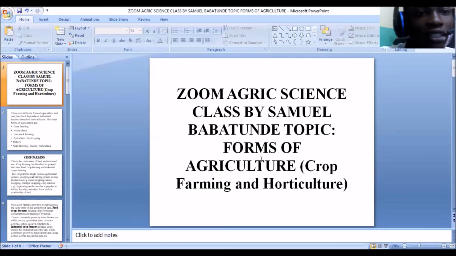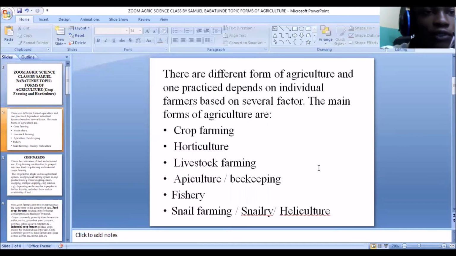We studied forms of agriculture, and we looked at crop farming and horticulture. And we see there are different forms of agriculture, and the choice of the farmer depends on what? Several factors around him: the land availability, his social background, his belief, the weather. These forms include crop farming, horticulture, livestock farming, apiculture or beekeeping, fishery, and snail farming. But for today's lesson, we considered only crop farming and horticulture.